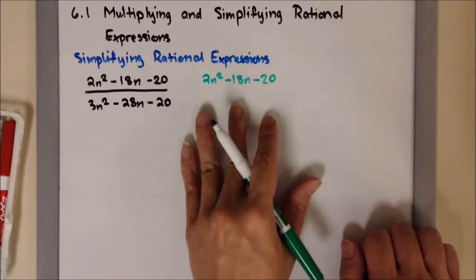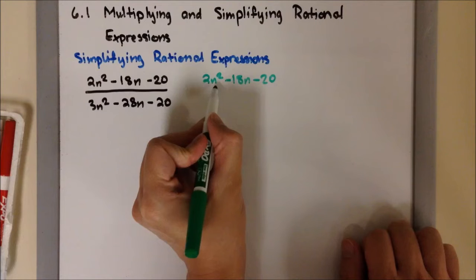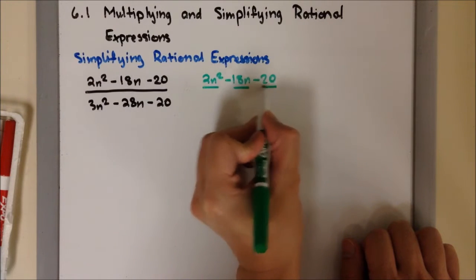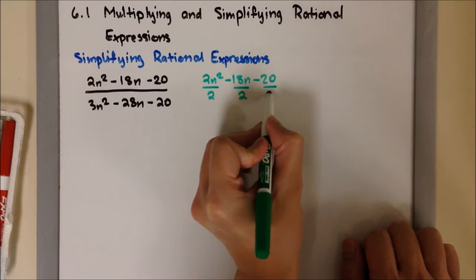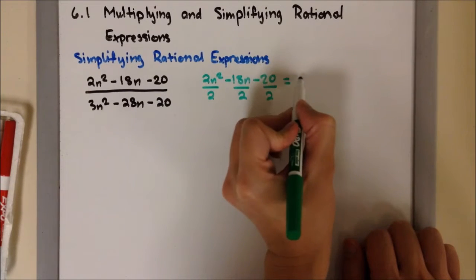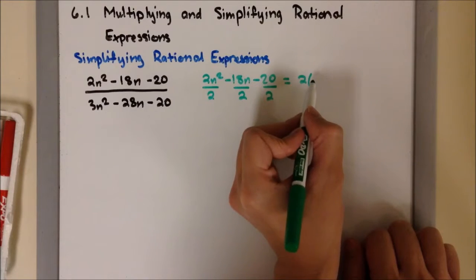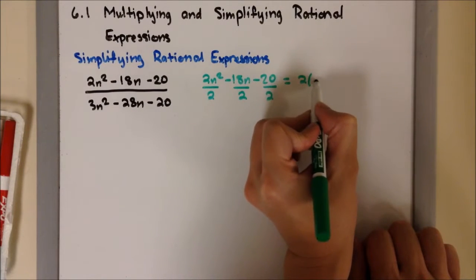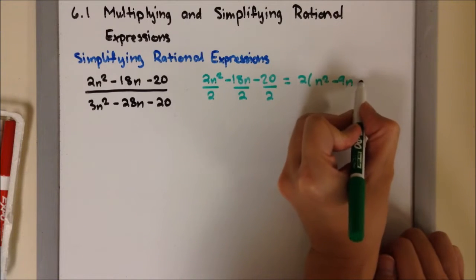But what I noticed by examining it closely is that these three terms that I underlined are all divisible by 2. So my GCF is 2. When I factor out the GCF, it's going to be 2 times n squared minus 9n minus 10.